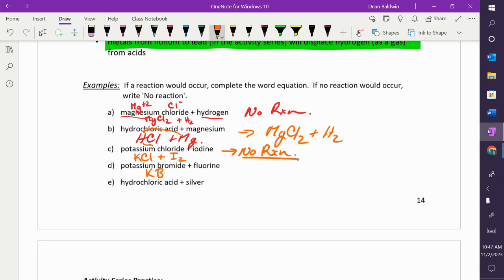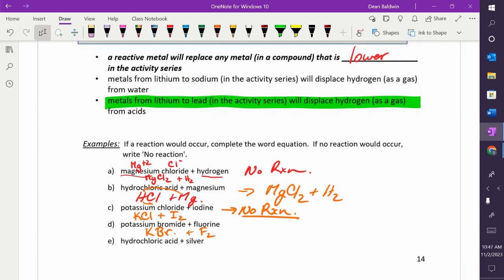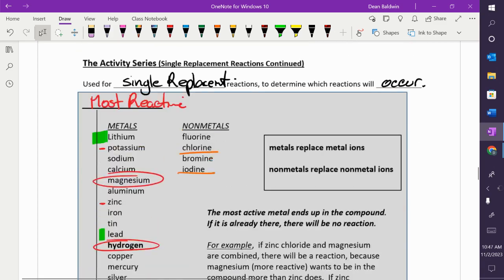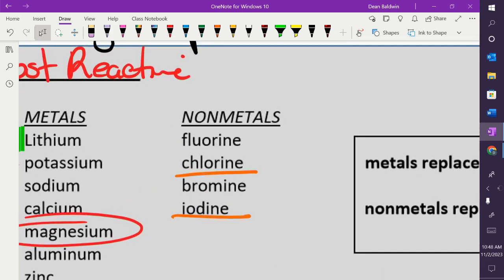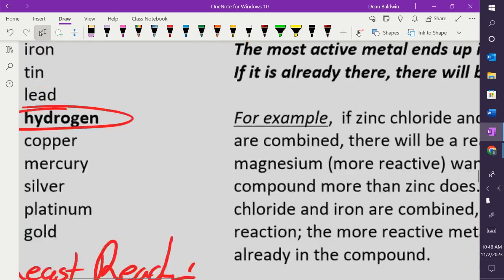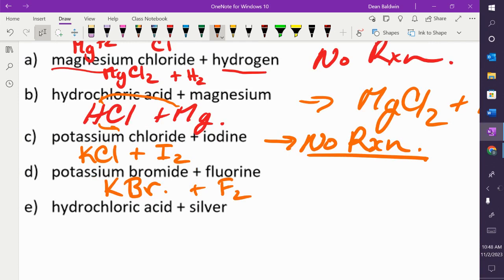Potassium bromide, KBr, and fluorine, F2. Will that reaction happen? And if so, what are the products? Potassium chloride plus bromine. Yeah. So you just look at the two nonmetals, bromine and fluorine. Go up here. Is fluorine higher than bromine? It is. Fluorine's like the most reactive. So it will kick out any bromines that are there. So you're going to get KF plus Br2. We're not worried about balancing these right now. Okay. So non-metal replaces a non-metal.